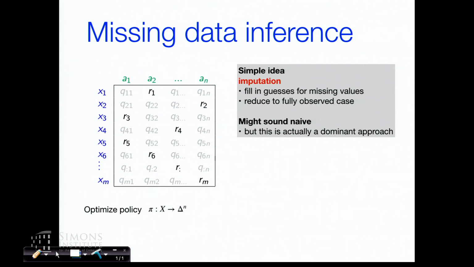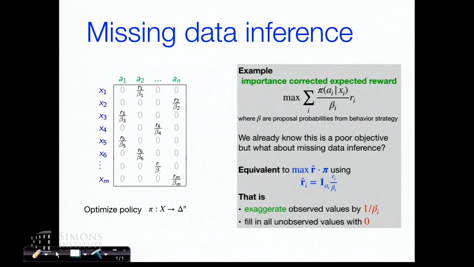in hand, okay? This sounds naive, but actually this is the foundation for what's going on right now in most approaches. What I mean is, let's look at, for example, importance corrected expected reward. Importance corrected expected reward is mathematically equivalent to taking that data, filling in 0 for every guess, for everything you haven't seen, taking the things you have seen and exaggerating them. Okay? That's what it does. That is probably the worst missing data inference technique I've ever encountered.